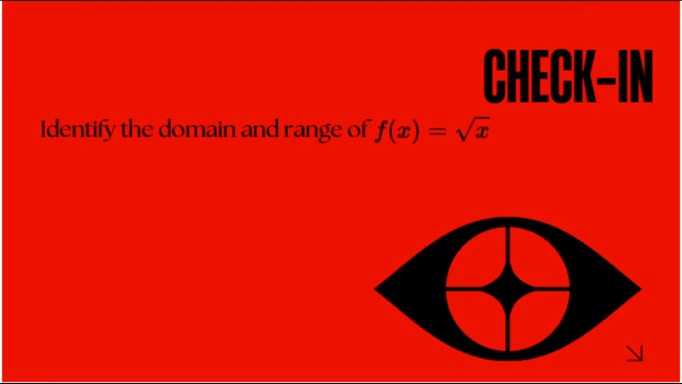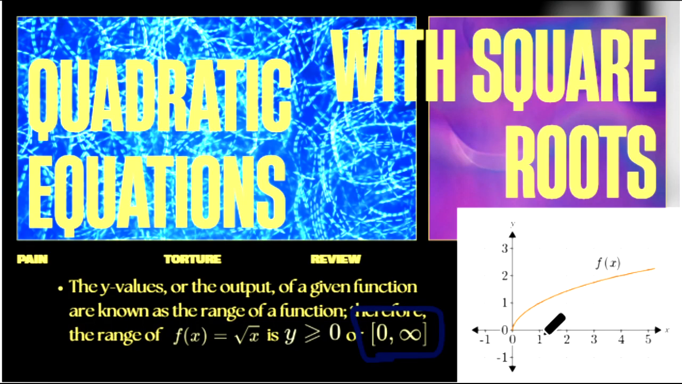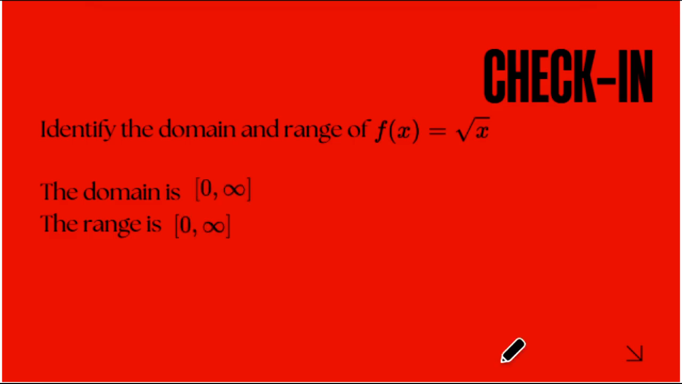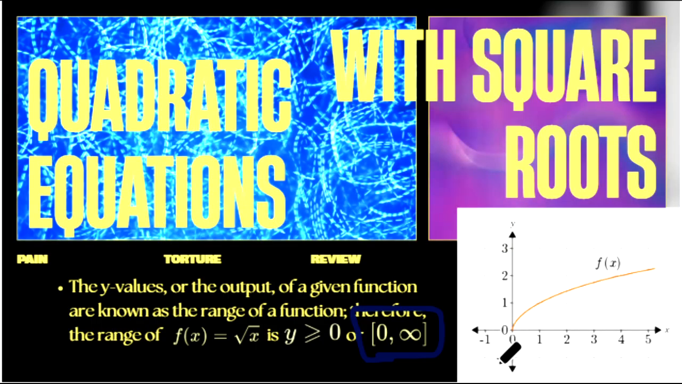Okay, here's a check-in. Identify the domain and range of f of x is equal to the square root of x. Guess what? That's what we just did over here. So the domain is 0 for x and infinity for y, and the range is 0 for x and infinity for y, because we don't go into the negatives for x or for y.